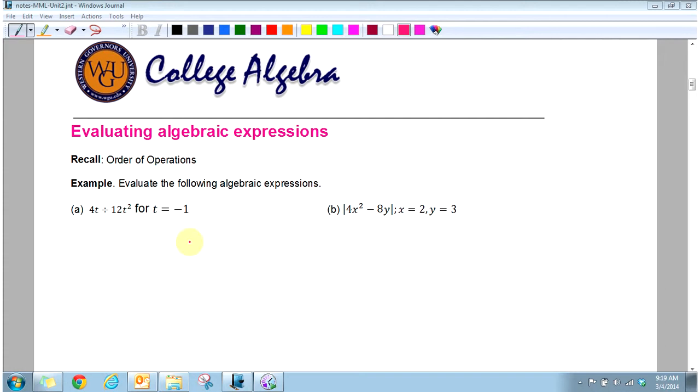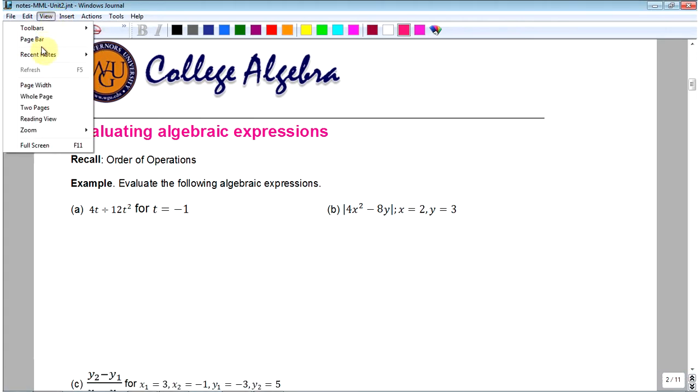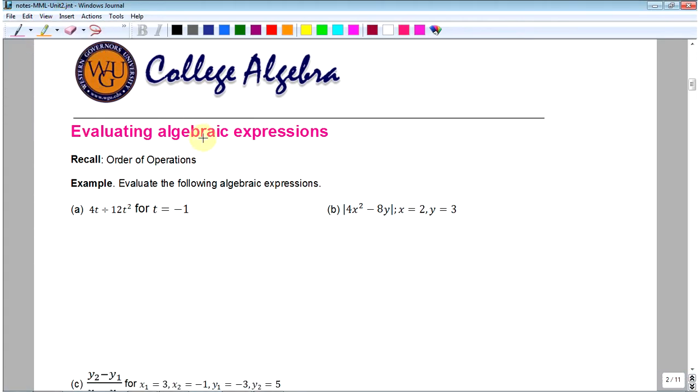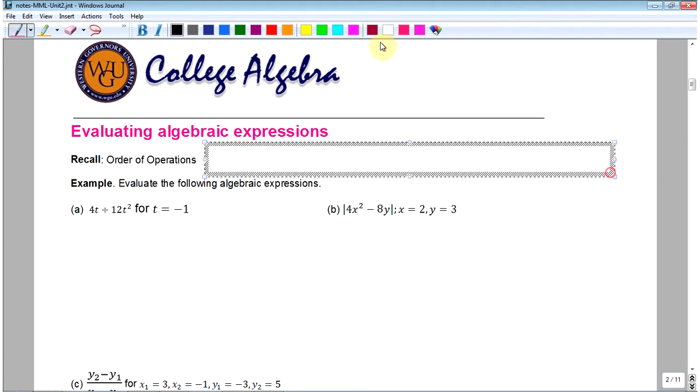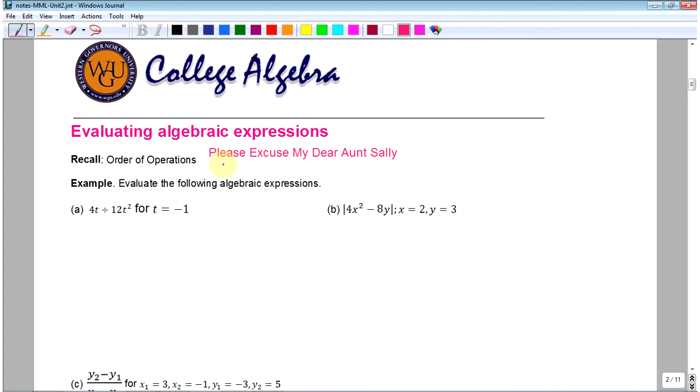There are a couple of ways you can remember the order of operations. The way that I usually remember it is by the phrase, "Please excuse my dear Aunt Sally." The P stands for parentheses, so you want to make sure to do whatever's inside of your parentheses first.